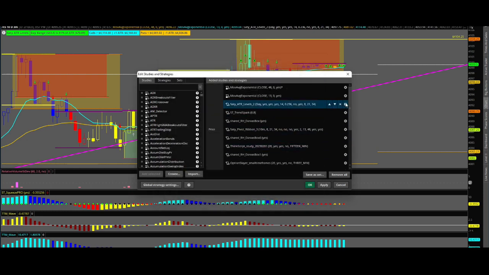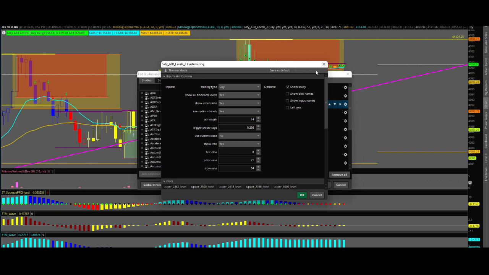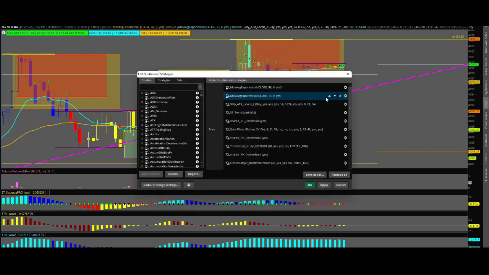SATY ATR levels I have set on day when I'm on a 3-minute time frame. I do not have my trend spark turned on, but I do have these Darvis boxes that you can find in the Discord. I will share them. SATY pivot ribbon I don't have currently turned on, although I do like it. It just takes up too much chart space for me.